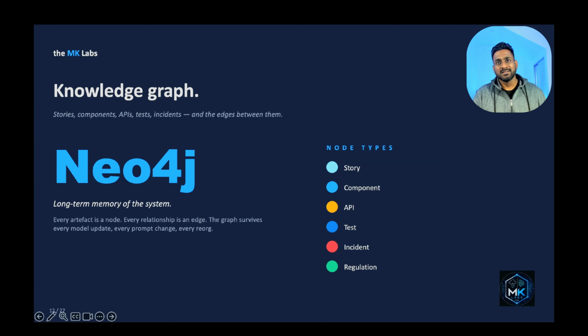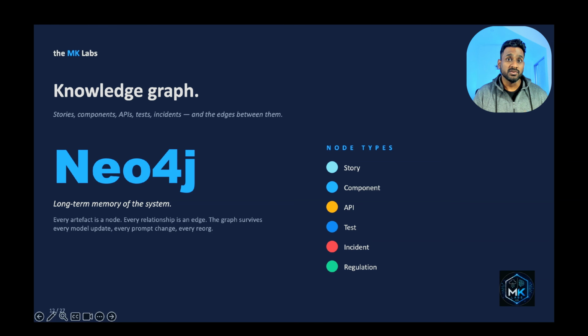We model artifacts as nodes: story, component, API, test, incident, regulations, and so on and so forth. And edges capture meaning. This story modifies that component. This component calls the API. This incident is linked to that test. So when something changes, a regulation, an API contract, a component split, we don't rely on embeddings to notice.